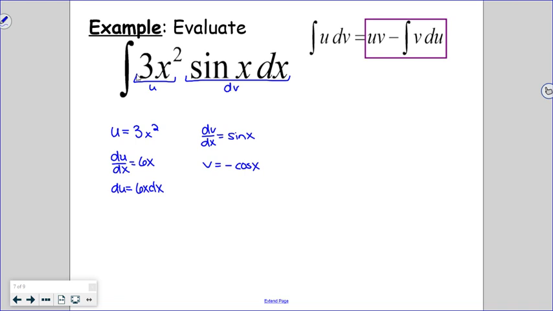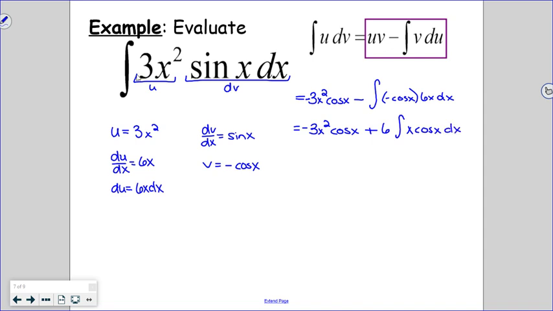Okay, so putting those into my formula, we get 3x squared times negative, so I'm going to put that negative out front, cosine x, minus the integral of negative cosine x times 6x dx, which we can clean up a little bit. I'm going to bring the negative out front as well, so a negative negative becomes plus. Bring the 6 out front, and then we're looking at the integral of x cosine x dx.